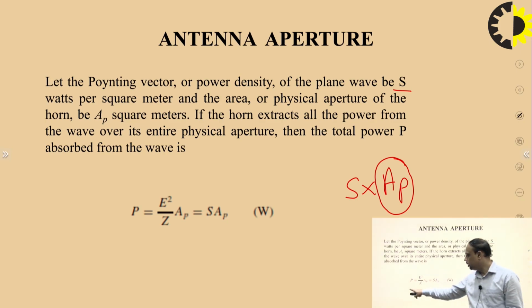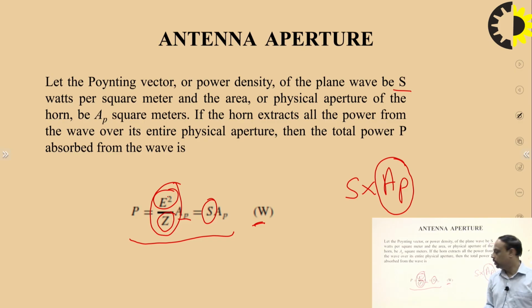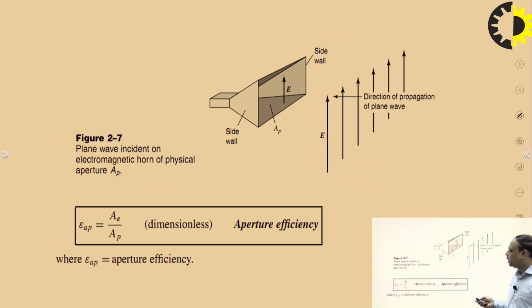So, the power that is received at a particular antenna in watts is equal to E square by eta, where E is the effective value of the electric field and eta is the impedance of free space, or the impedance of the medium over which the transmission is carried out, multiplied by AP, the antenna aperture. It is also represented by S, the pointing vector, so it is also represented as S into AP. So, the power received is equal to S multiplied by AP. Now, we will discuss what this AP is, the effective aperture of the transmitting antenna.